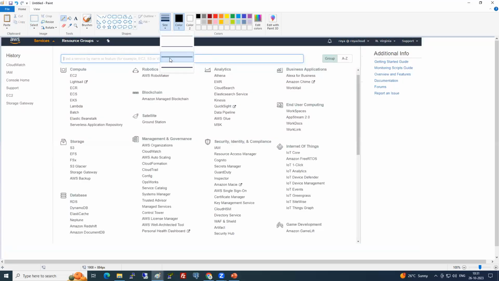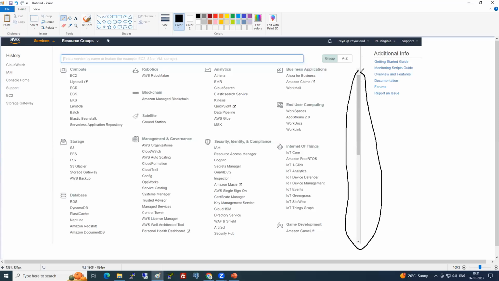But when I started concentrating on this page, I got to know one thing. What is that? The scroll bar. That means the number of services increased, right? Then I panicked. Are there so many services? I need to learn all the services.